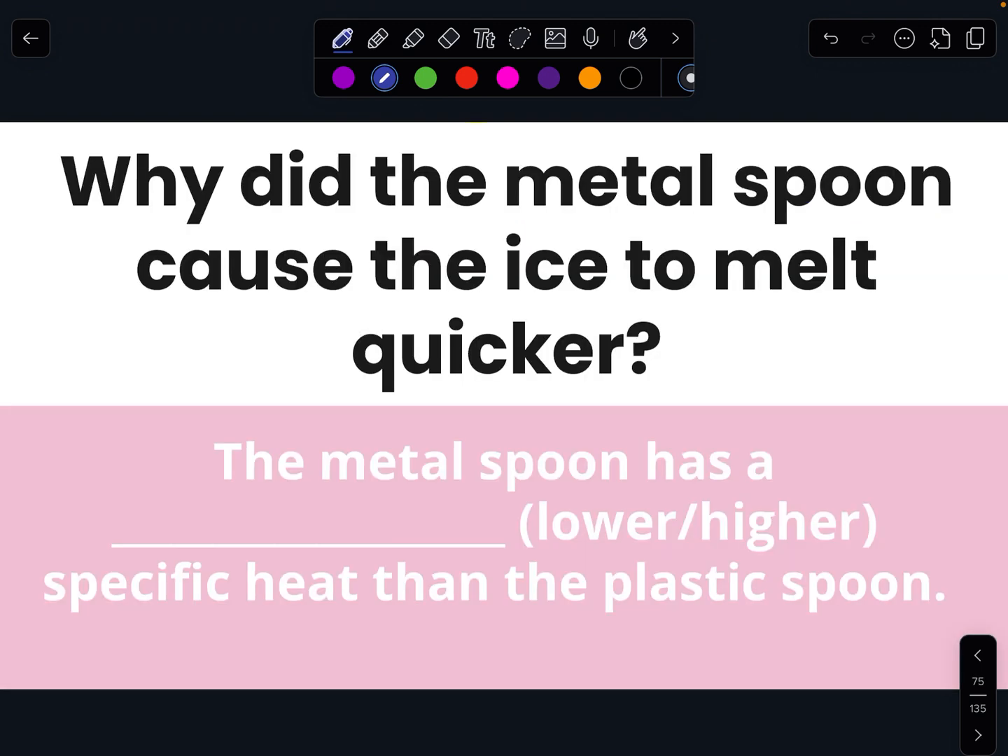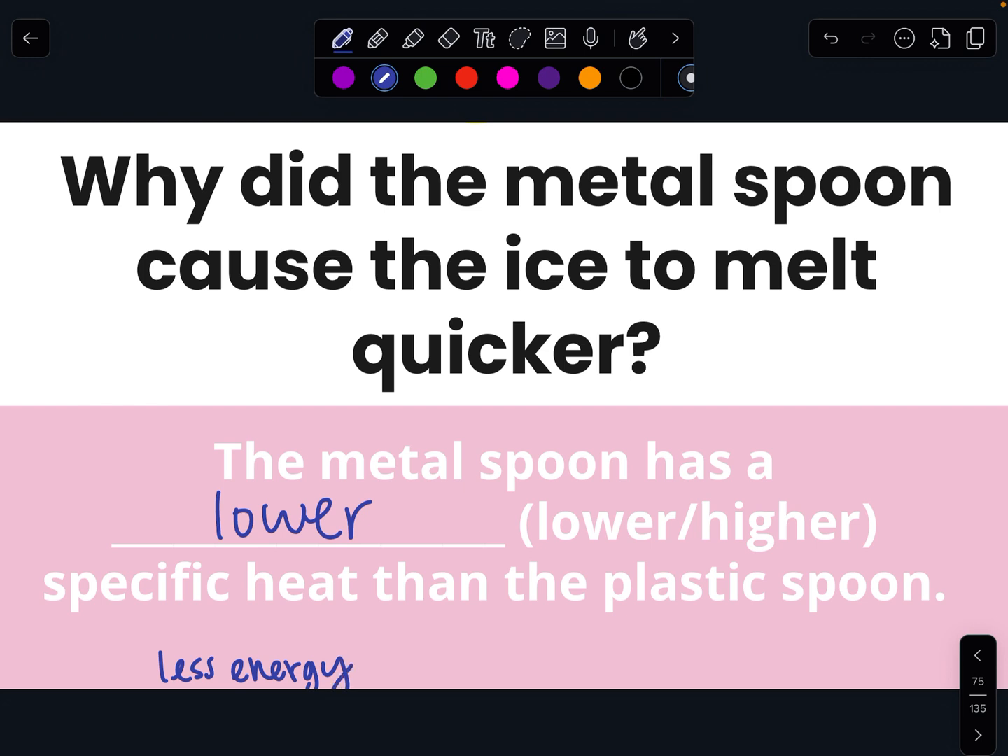So let's think about our metal spoon, right? Our spoon is metal. We know that it melted the ice faster than the plastic spoon. So what do you think about its specific heat? It's going to have a lower specific heat, right? Because the higher the specific heat, the more energy we need. The lower the specific heat, the less energy.